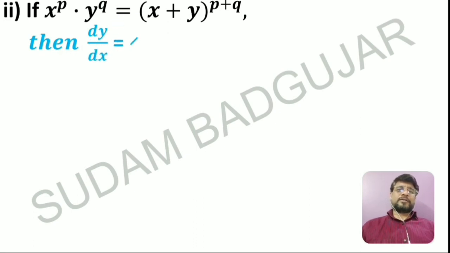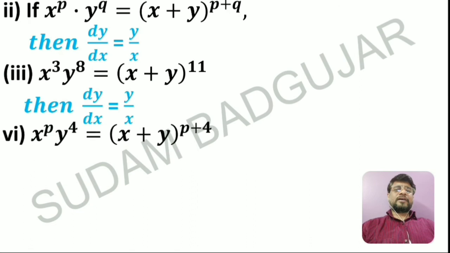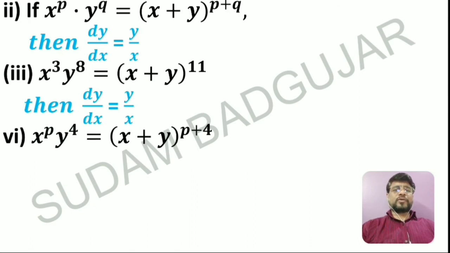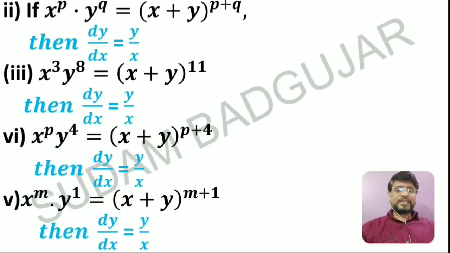You have to observe the power of the variables. Okay, now the question: x cube into y raised to 8 is equal to x plus y bracket raised to 11. Then dy by dx is y upon x. Now one more question, x raised to p into y raised to 4 is equal to x plus y bracket raised to p plus 4. Then dy by dx is y upon x. And the last question is x raised to m into y raised to 1 is equal to x plus y bracket raised to m plus 1. Then dy by dx is equal to y upon x. Okay, it's really simple.